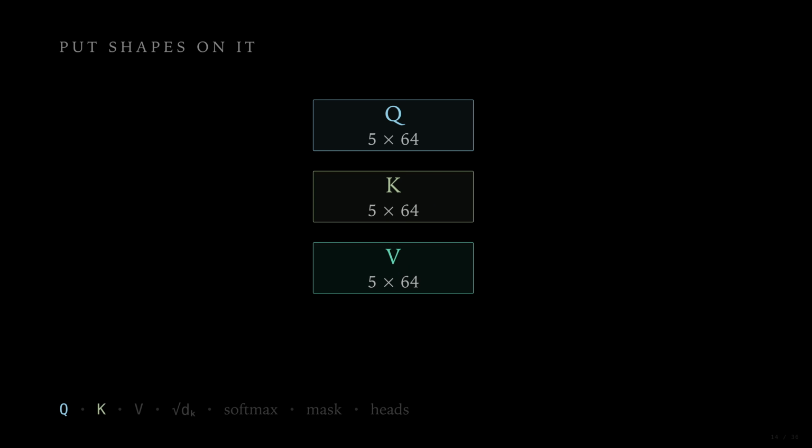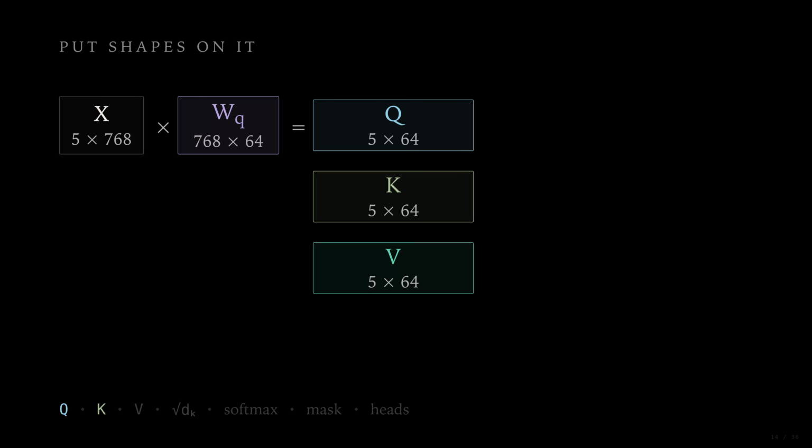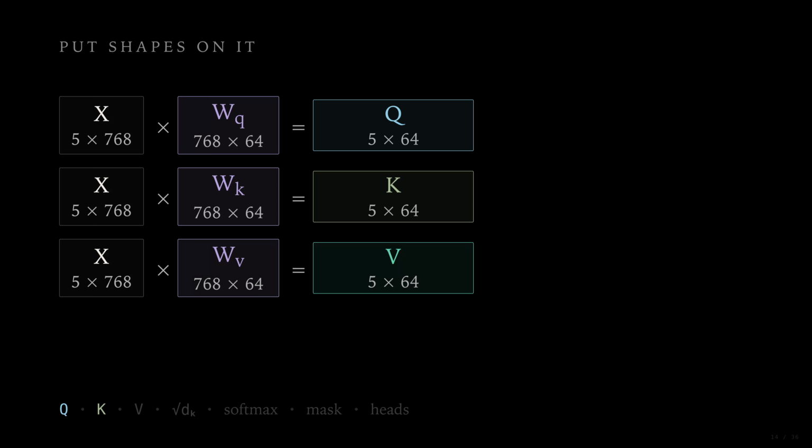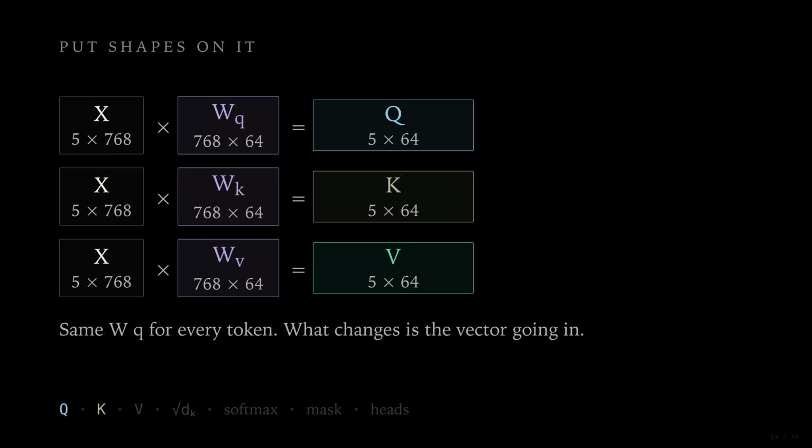Putting real shapes on it makes it concrete. 5 tokens, and GPT-2 small is 768 wide, so X is 5 by 768. Multiply by WQ, which is 768 by 64, and Q comes out 5 by 64.